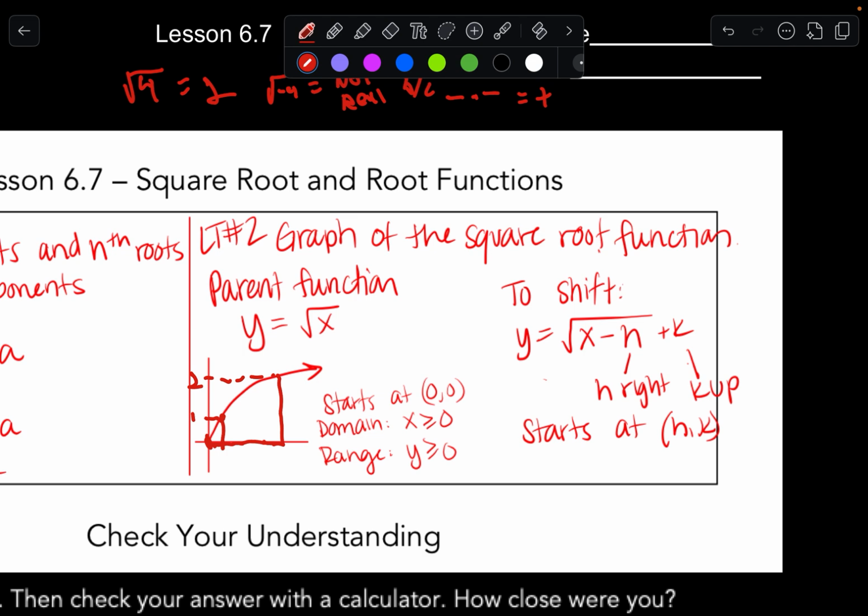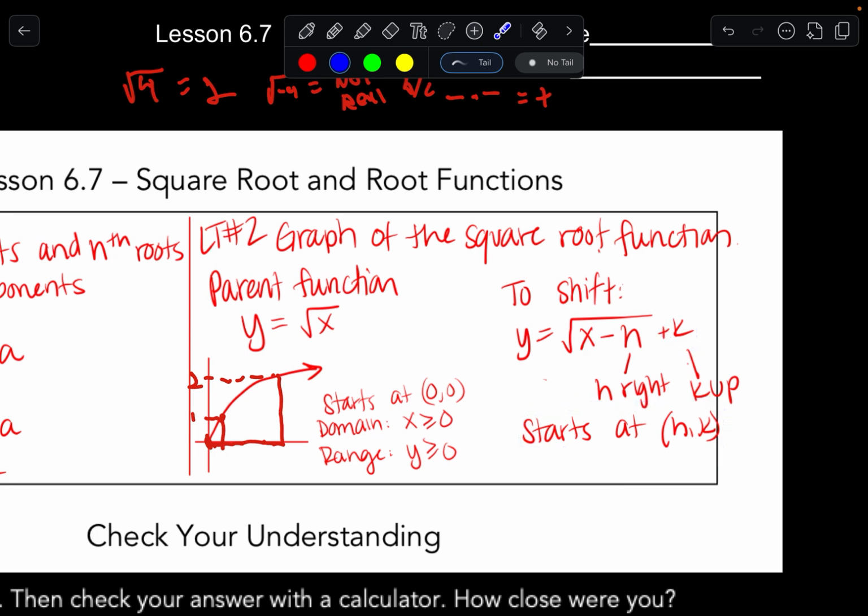To move a square root function around, it will be of this form here. This is key. This is muy importante. All right? y equals the square root of x minus h on the inside. Notice that's the end of the square root. On the outside, they'll have a number added. If it's x minus a number, it moves the graph h units to the right and k units up. Okay? And the graph will start at (h, k).